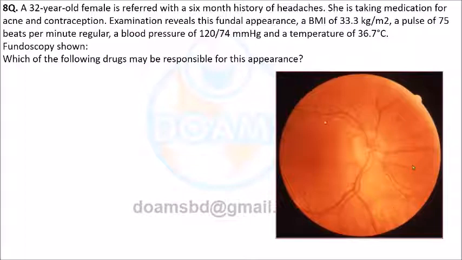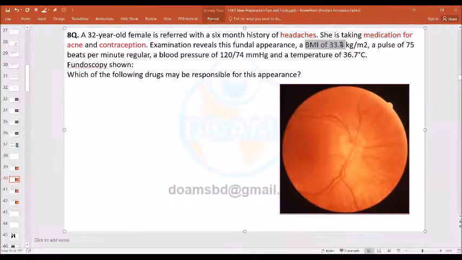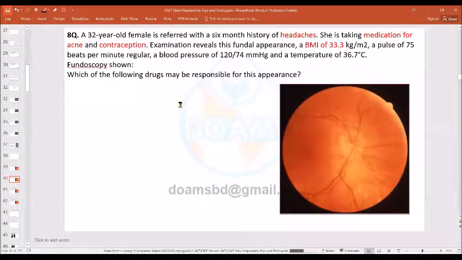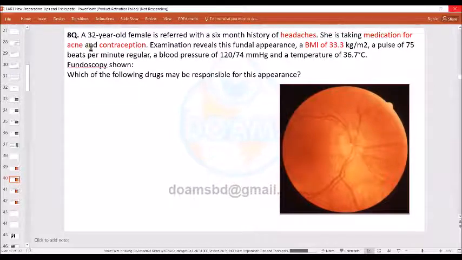You see, this is normal retina. Only the optic disc margin is blurred. So this is papilledema. More likely a patient of 32 years, BMI 33.3. Look at some highlights again, the keywords. Sorry, I did not mark BMI here. I need to mark BMI for your purpose. This keyword also will be there. So including this, the patient was getting acne treatment.